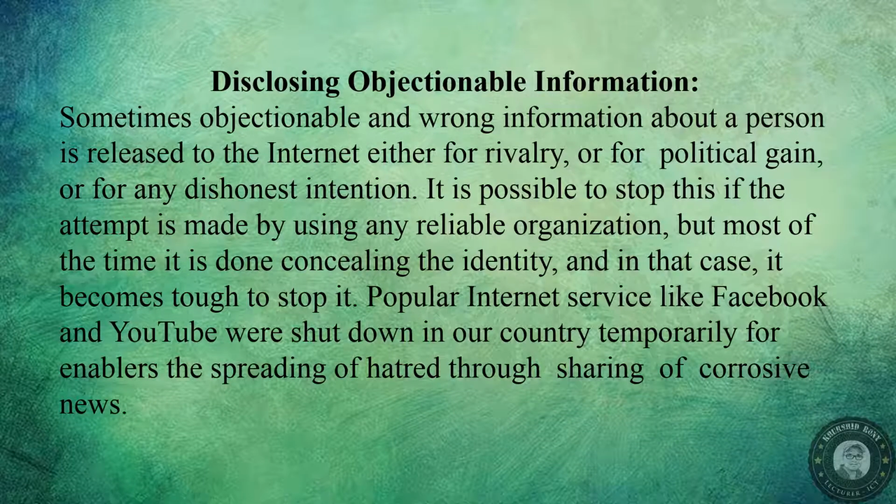Disclosing objectionable information. Sometimes objectionable and wrong information about a person is released to the internet either for rivalry or for political gain or for any dishonest intention. It is possible to stop this if the attempt is made by using any reliable organization, but most of the time it is done concealing the identity, and in that case it becomes tough to stop it. Popular internet services like Facebook and YouTube were shut down in our country temporarily to stop the spreading of hatred through sharing of corrosive news.